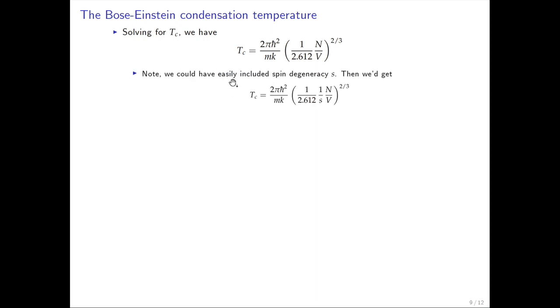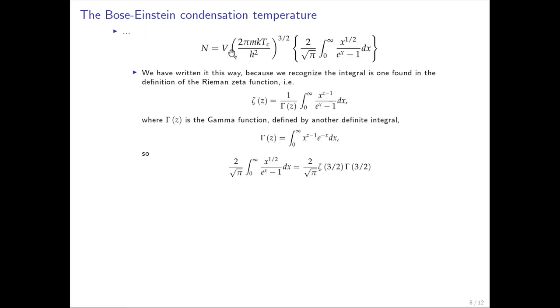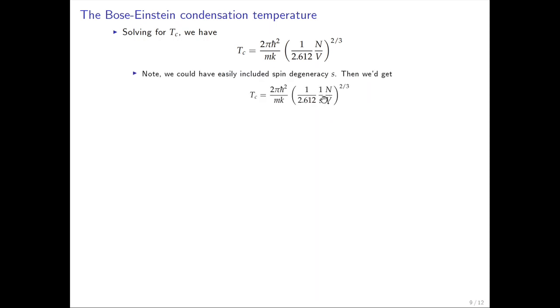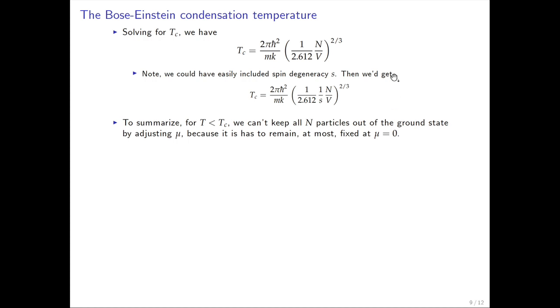Oh, by the way, I should say you could easily go through the same integral and put a factor of s out front here, and you would just have the s downstairs as well. So to summarize, then, for T less than some critical temperature given by this expression, we can't keep all N particles out of the ground state by adjusting the chemical potential, because the most it can be is fixed at 0. So that defines this critical temperature.